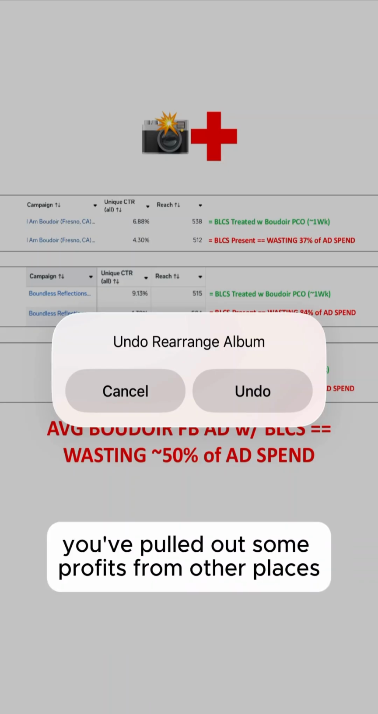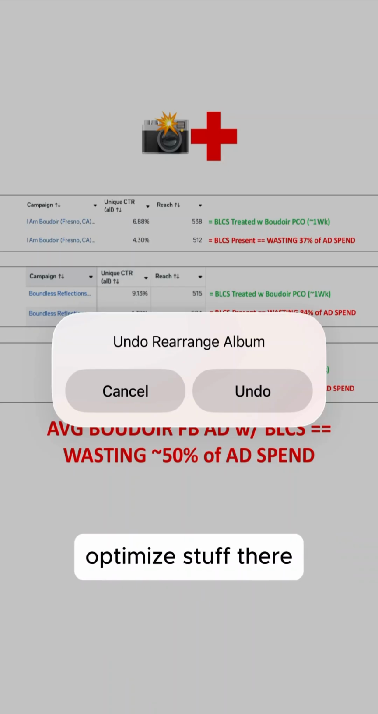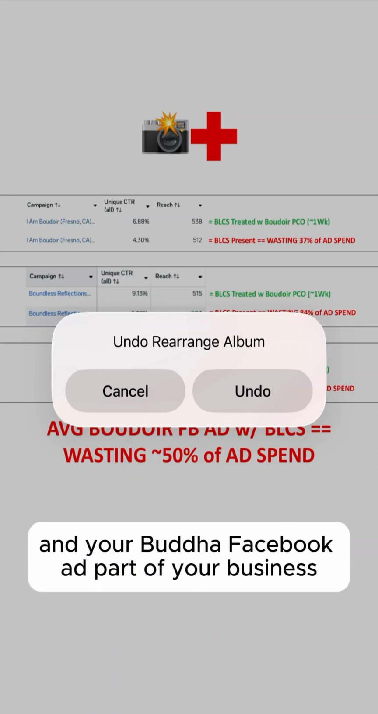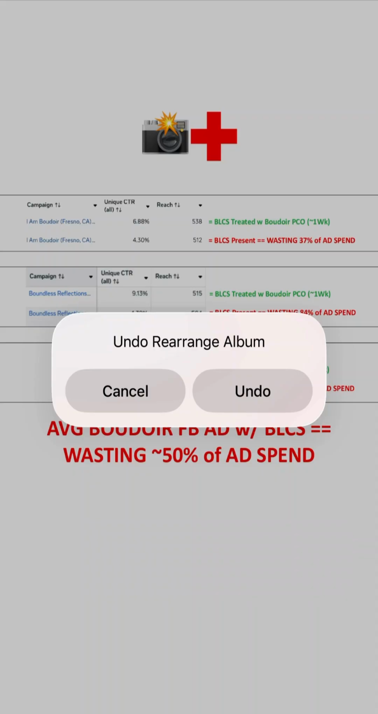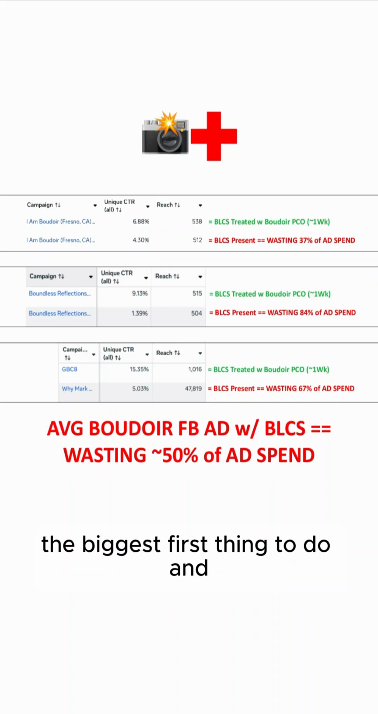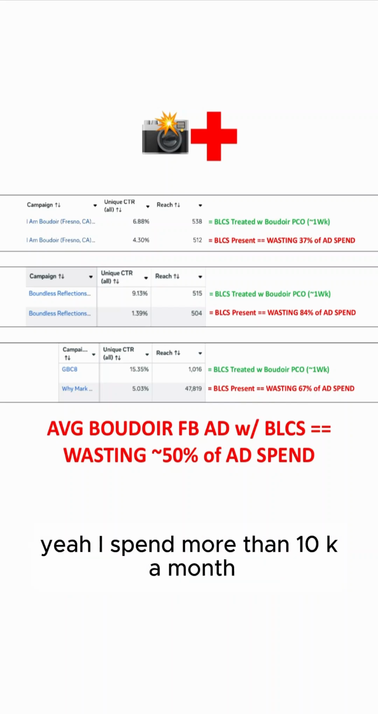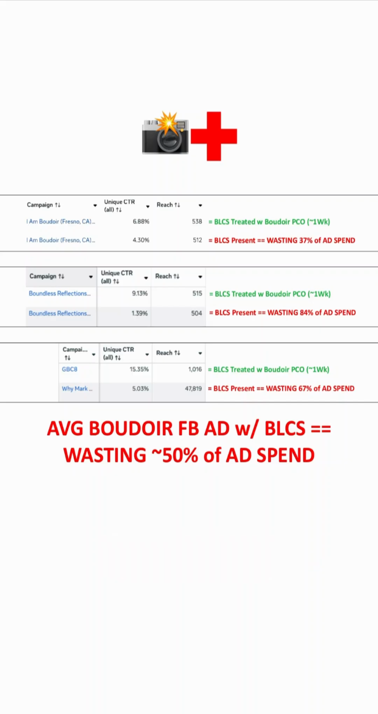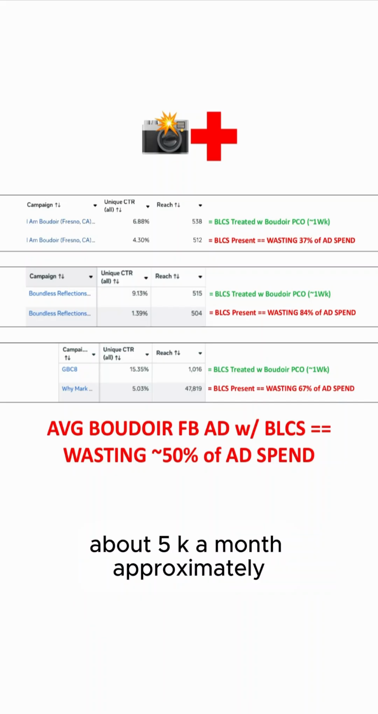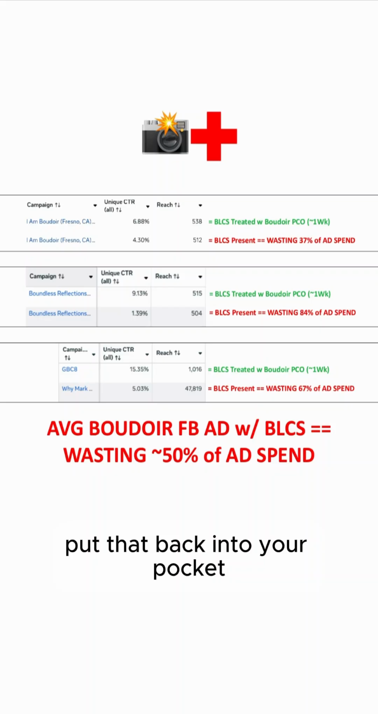So you've pulled out some profits from other places, optimized stuff there, and now you decide you're ready to do it in your Boudoir Facebook ad part of your business, by plugging these leaks, which is the biggest first thing to do, if you spend more than 10K a month. So on average, Boudoir Pico probably eliminates about half that, about 5K a month approximately in wasted Facebook ad spend. Put that back into your pocket. You don't have to spend it anymore. Approximately 60K over the next 12 months.